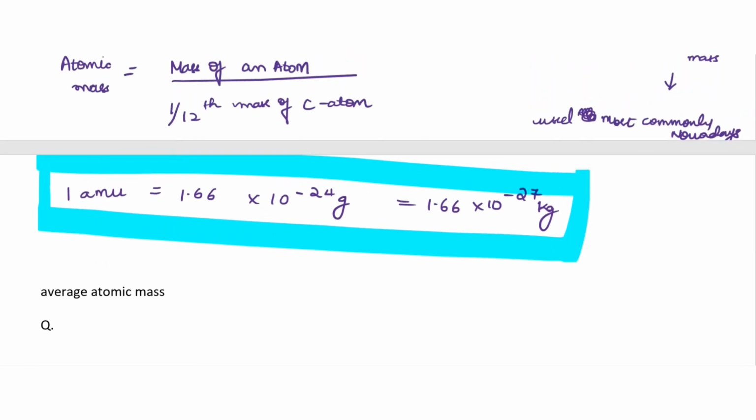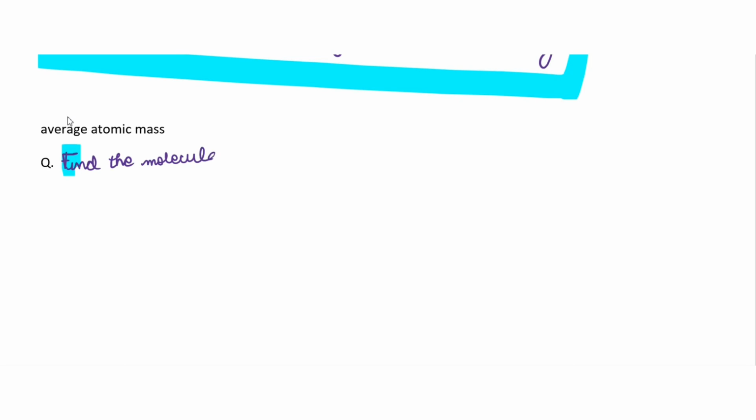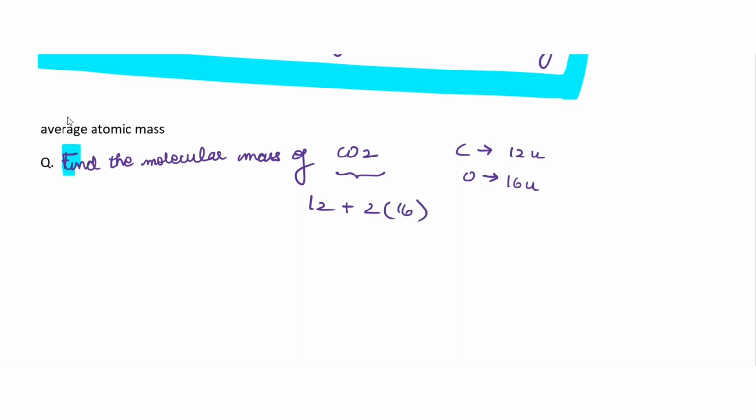The first question is to find the molecular mass of CO2. We know for carbon it is 12U, and for oxygen the mass is 16U. For most elements it is double the value, okay, double the atomic number, not for all. For some it is double the value plus 1. So for most of the commonly used elements the mass is double the value of the atomic number. Okay, so for CO2 it is 12 plus 2 times 16, 12 plus 32, which gives us 44U.